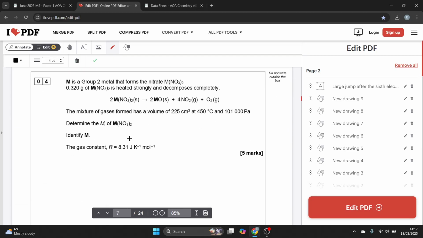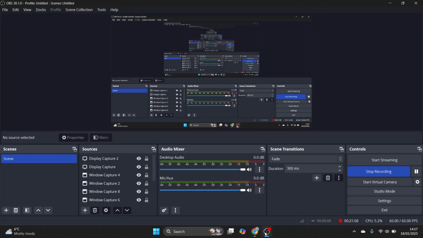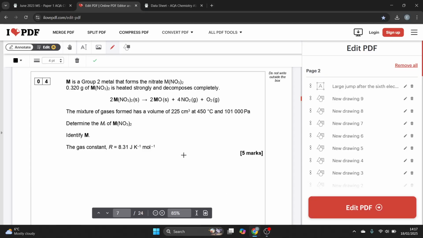Question 4. Determine the MR of M. Identify M. M is a group 2 metal that forms a nitrate that, when heated strongly, decomposes completely. The mixture of the gases formed has a volume of that. Identify M, determine the MR.